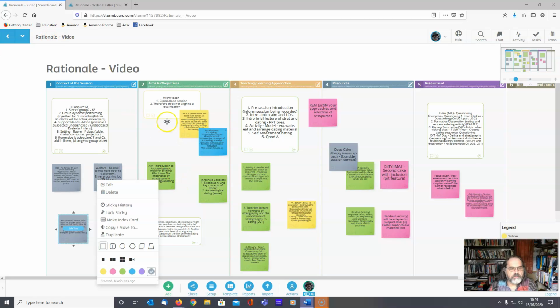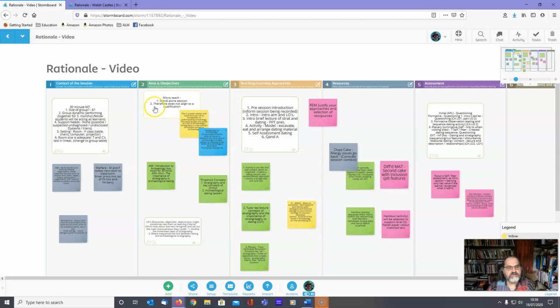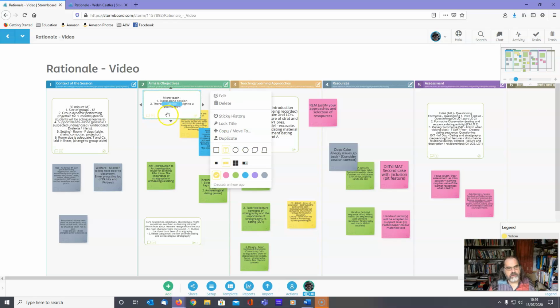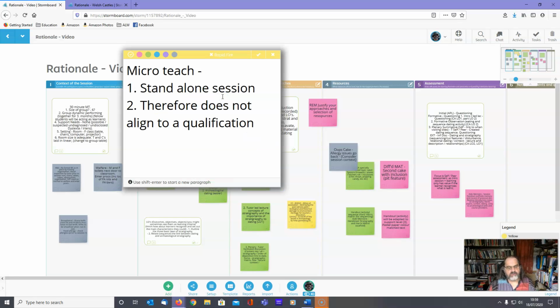Time to put that on my other screen. So, now then, aims and objectives. This is where we're looking at what we hope to do and how the learners are going to achieve this. This one is a micro teach, so it is a standalone session and therefore does not align to a qualification. So in terms of constructive alignment, there is nothing sitting before it. Obviously there's going to be stuff sitting after it, because in a minute now we're going to come up with a name.